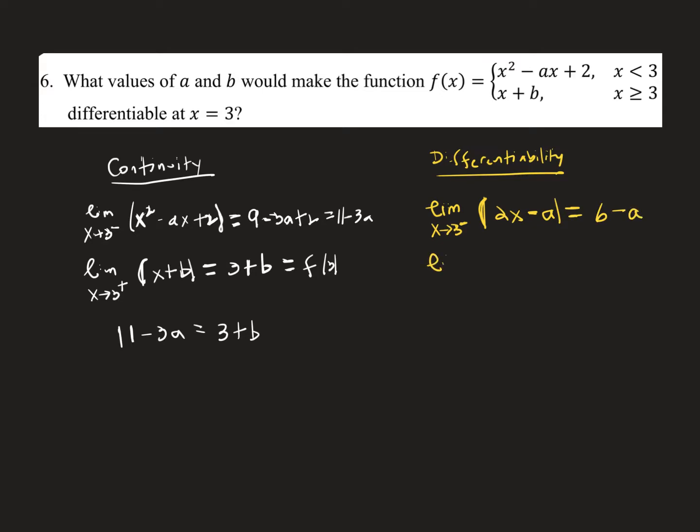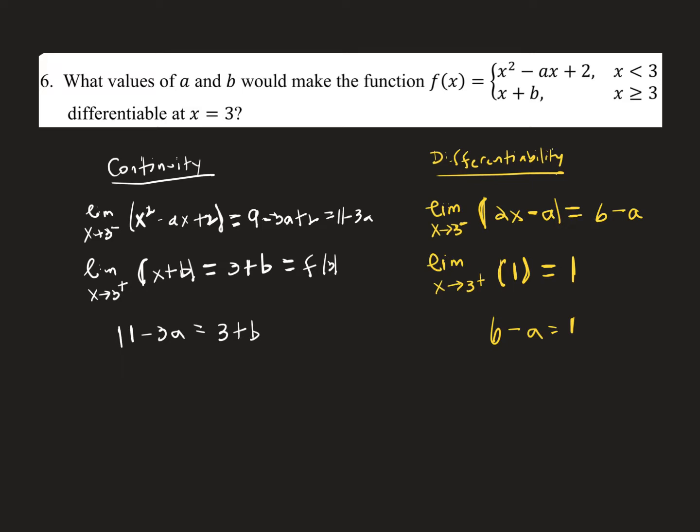That would have to equal, if this is going to be differentiable, and we're told that it is, the limit as x approaches 3 from the right of the derivative of the bottom piece. Well, the derivative of x plus b, derivative of x is 1. The derivative of b, which is a constant, is 0. So this limit would be 1. So if this is going to be differentiable, and again, we're told that it is, or we want it to be, 6 minus a would have to equal 1.